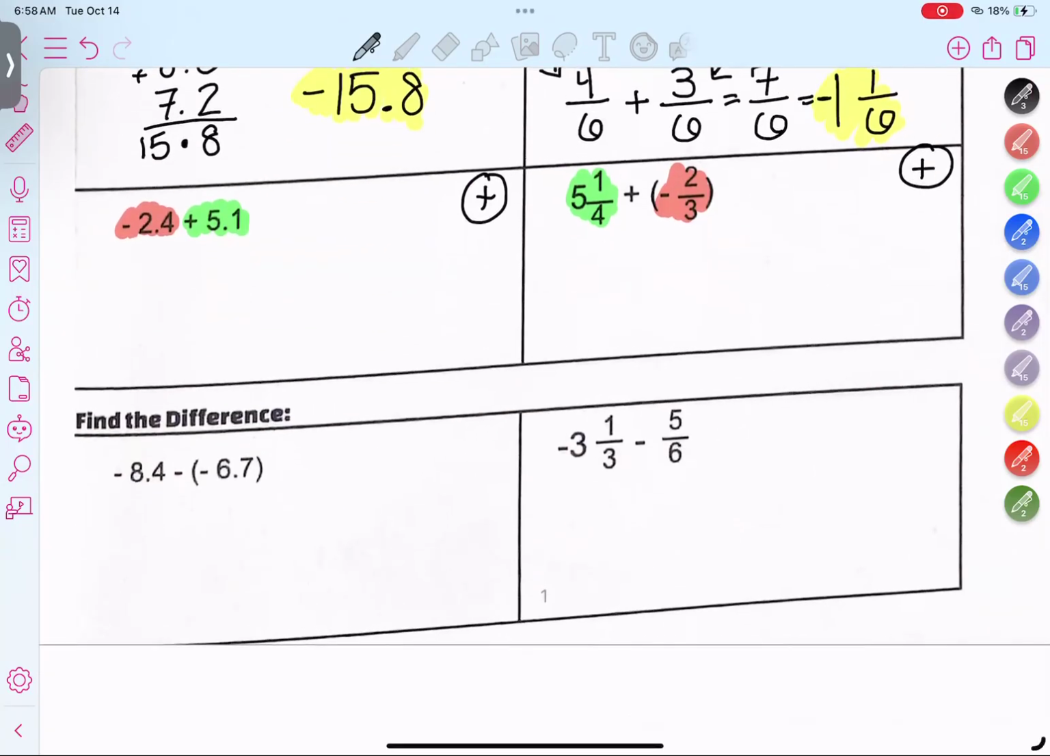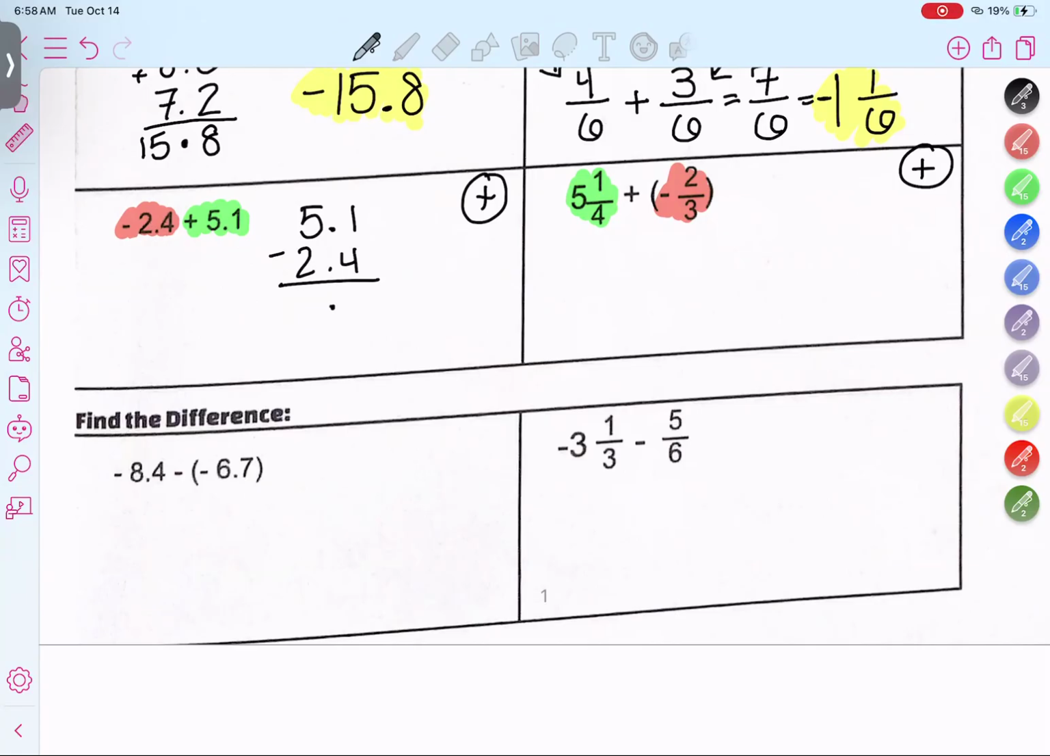All right, so we have a negative and a positive. And remember, if we have different signs, we actually end up subtracting. So in this case, we're going to do our 5.1 minus our 2.4. Remember to line up those decimal points and bring it down.